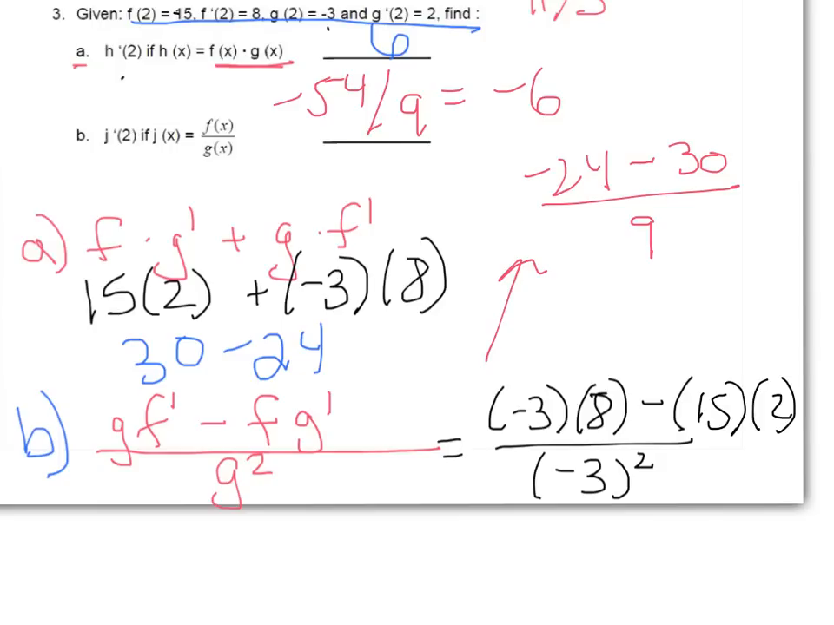That's a coincidence that this is 6 and this is -6. That has no bearing on each other.